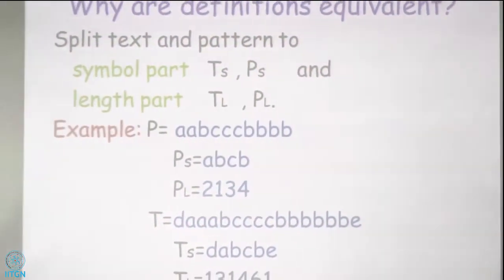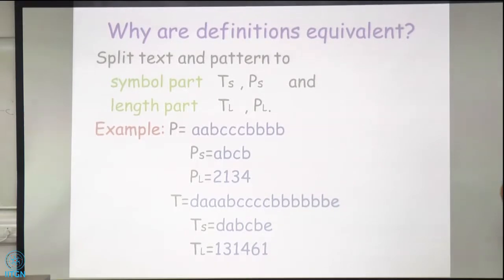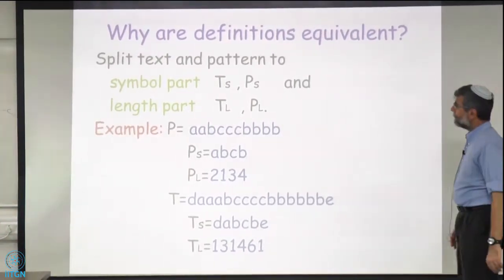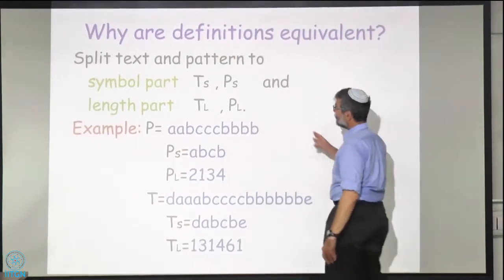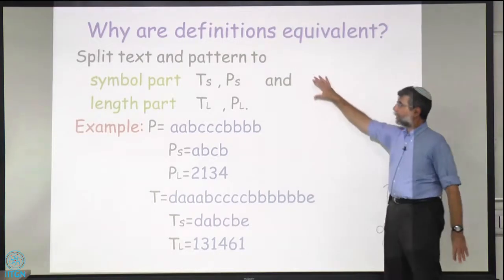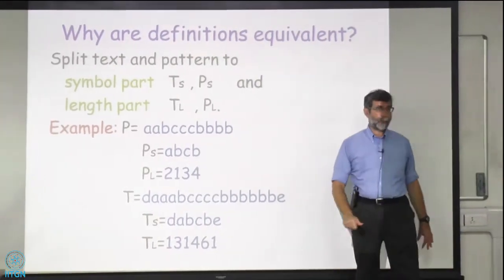Okay, so the first thing we need to do is to show that the definitions are equivalent, and then we can just do definition 2 and forget about the complexities of definition 1. And why? Okay, so the first thing we do is we're going to split the text and the pattern into what we call the symbol part and the length part.